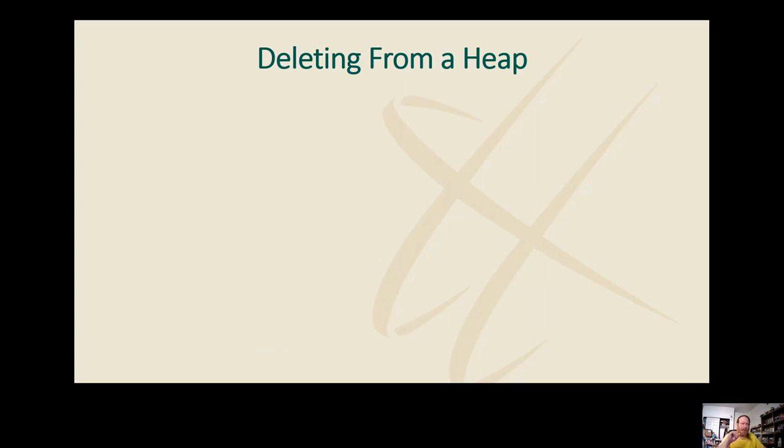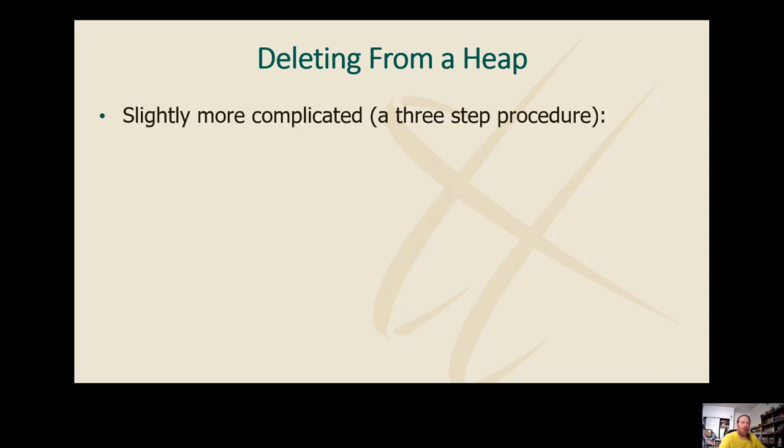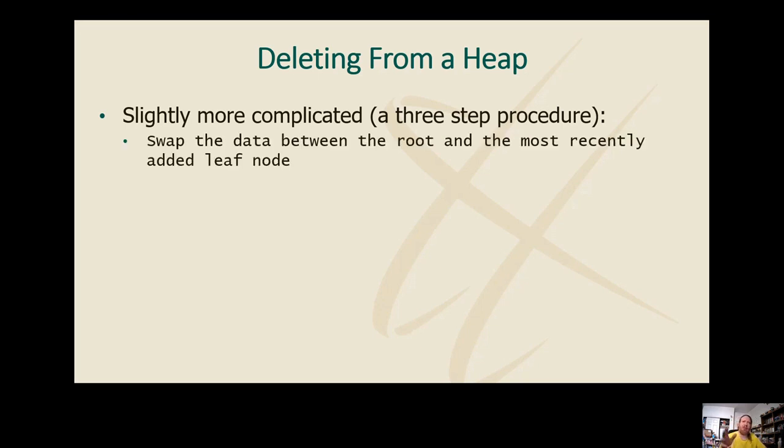Okay, how do we delete then? Delete also means removing. Well, where do we want to remove? We want to remove the minimum ordering value. So how do we do this? Well, it's a little more complicated. First, we swap the data between the root and the most recently added leaf node.